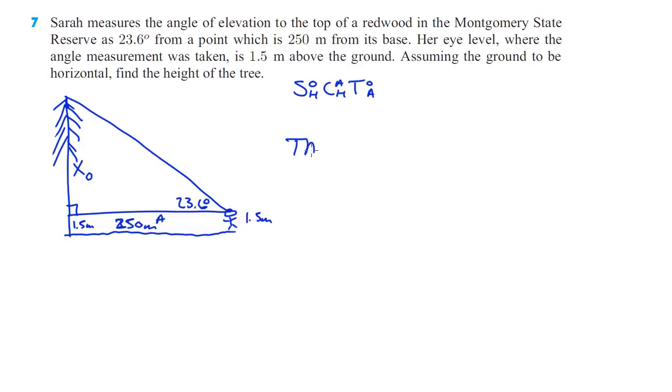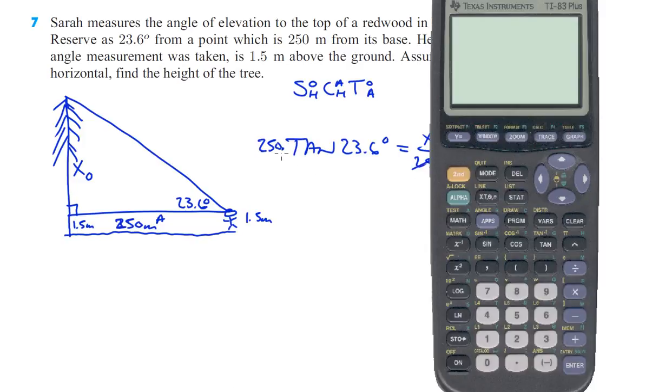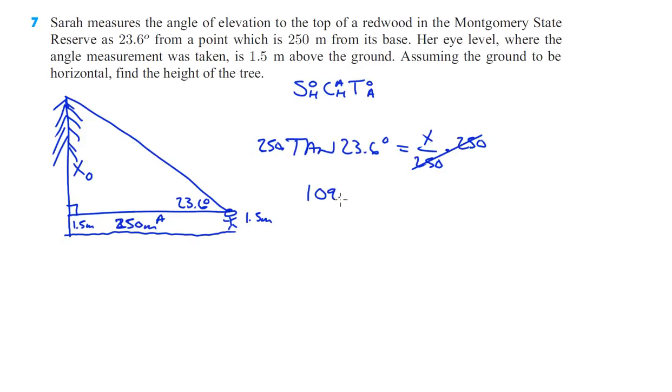That's tangent. So tangent of 23.6 degrees is going to equal opposite, which is x, over adjacent, which is 250. The number is in the denominator, so we multiply both sides by 250, and those are gone, so we just end up having 250 tangent of 23.6. And that gives us 109.2 meters is how far it is from here up.